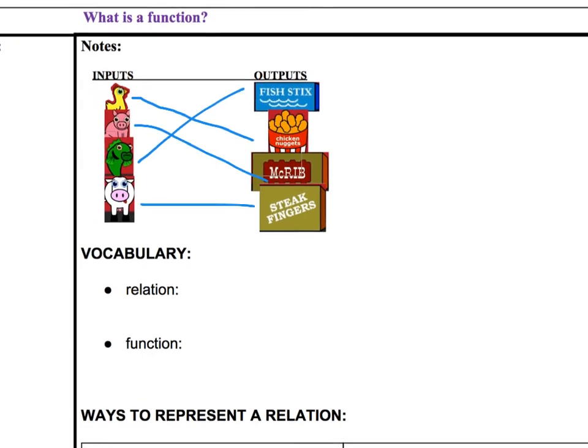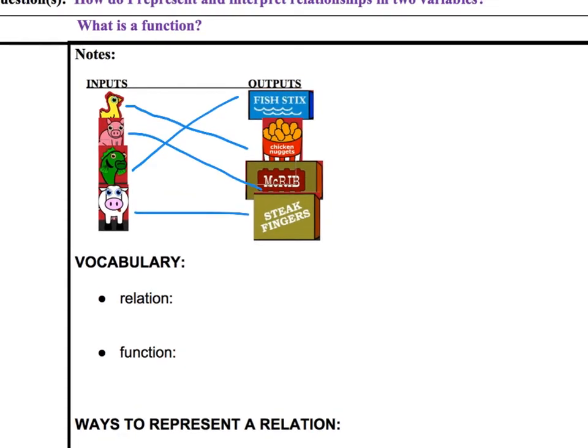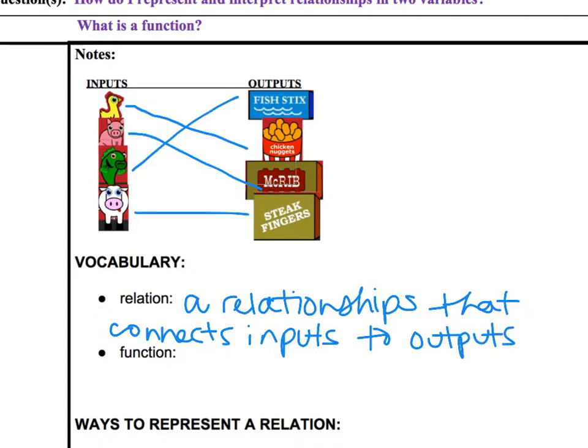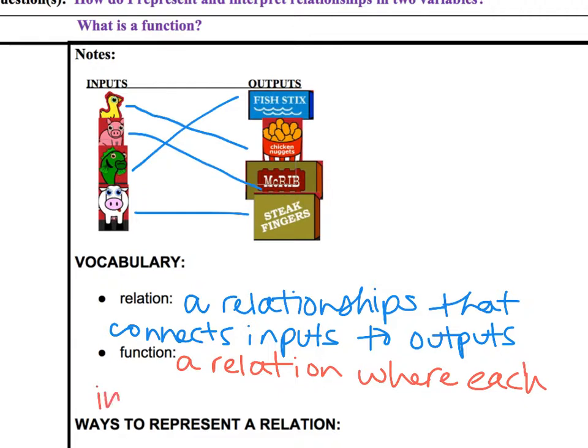Now we will define a relation versus a function. A relation is a relationship that connects inputs to their outputs. Whereas a function is a specific type of relation. It is a relation where each input has only one output. You can't have more than one output. For an input, chicken cannot go to chicken nuggets and fish sticks.